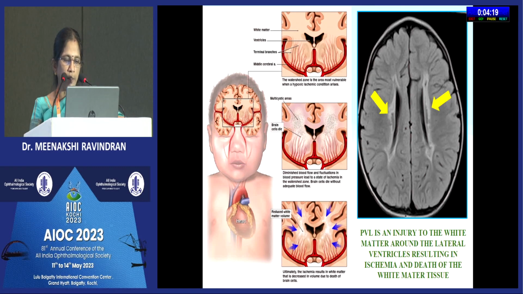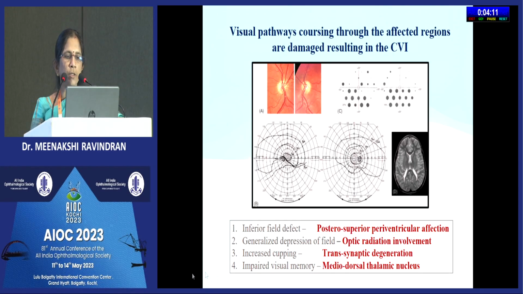So any ischemia in the white matter will result in the death of the brain cells, especially the occipital lobe. And these are the various pathways where it can get affected. Like you can see the inferior field defect, you will get when it is a posterior superior periventricular affection, or you can have a generalized depression of the field, as you see here, or when the optic radiation is involved, or increased cupping.